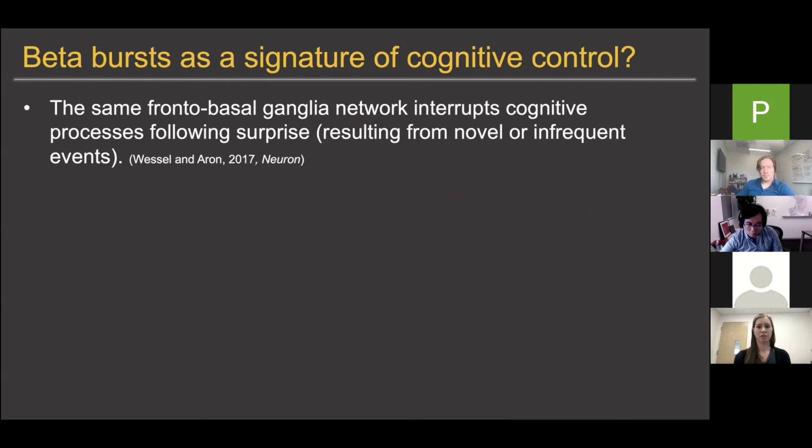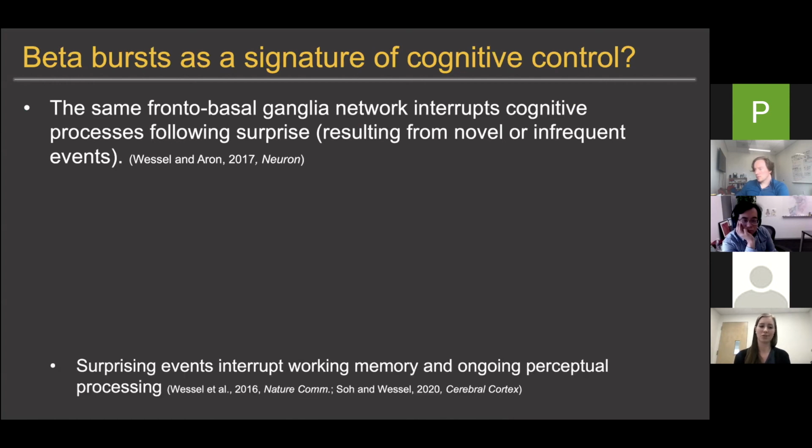I want to finish with just some explanations of why this is interesting for those of us who are interested in cognitive control more broadly. So I've talked about this fronto-basal ganglia network today, mostly focusing on its role in movement control, but we know that the same fronto-basal ganglia network also interrupts cognitive processes following surprise, such as resulting from novel or infrequent events. So for example, we know that surprising events seem to interrupt verbal working memory and ongoing perceptual processing, ostensibly by way of the same neural circuit.